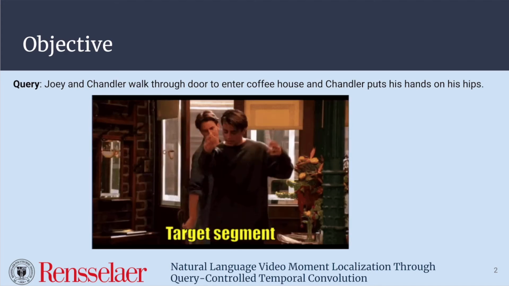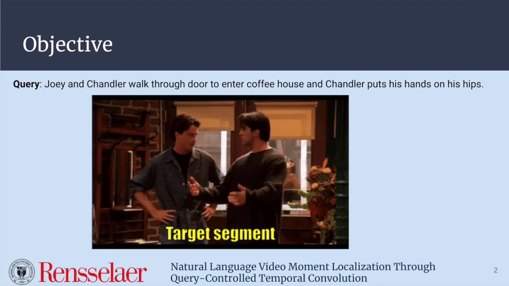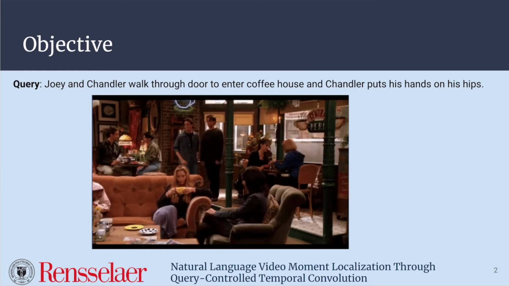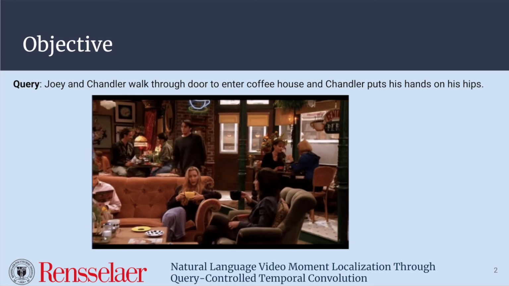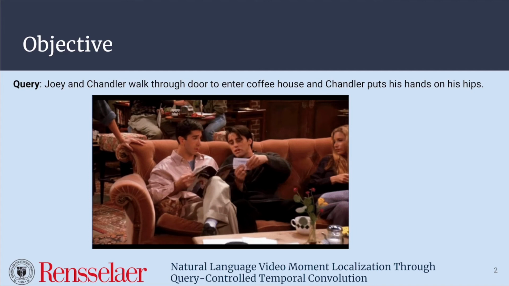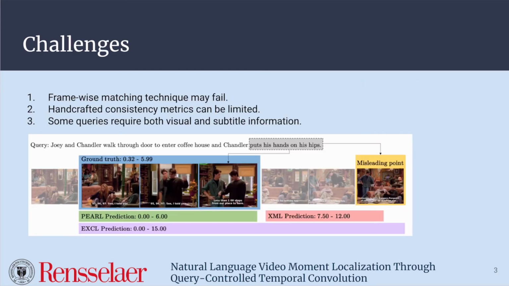So I put a yellow text box here to show that this is the target segment that we need to find. And we also know that there can be misleading points. So here I put a red text box. You can see in these misleading frames, they also contain one key action, put hand on hips, but it doesn't have a previous action as walk through the door. So taking the neighborhood of each candidate frame is important.